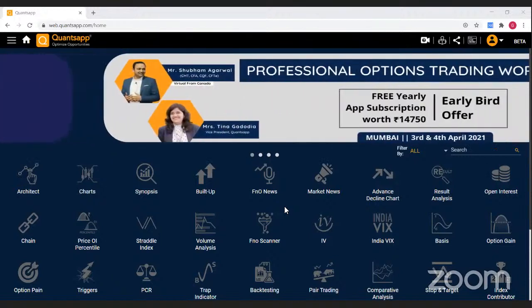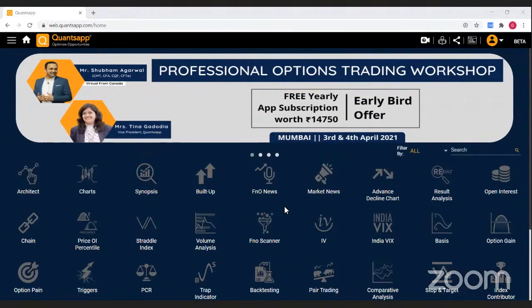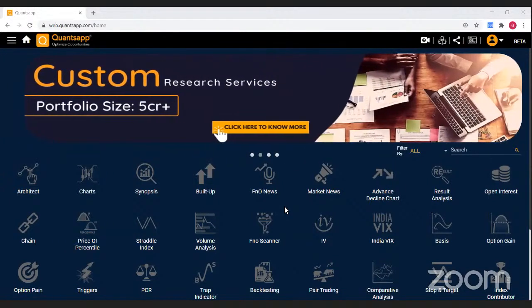The tools we'll start with: first we're going to see the comparative analysis, what it is, how you can use it, and what the motive of the tool is.